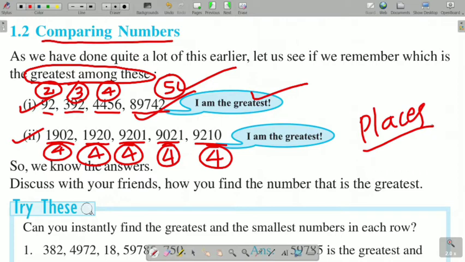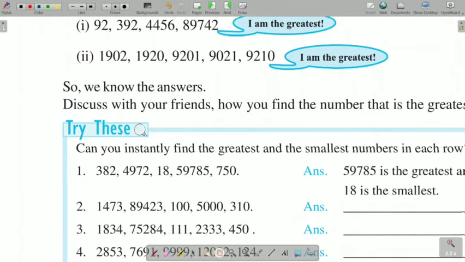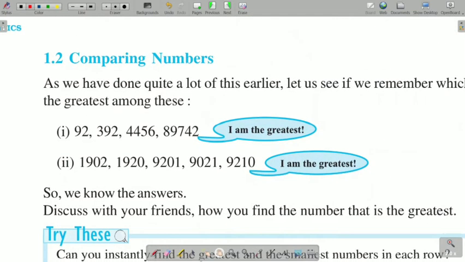Now let's check them all. Here we can see that all the numbers have 4 digits. Four digits means, in the Indian number system, the thousands place. So in the thousands place here is 1, here is also 1, here is 9, here is also 9, and here is 9.